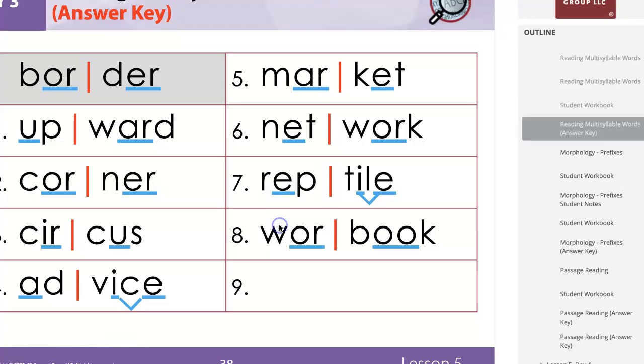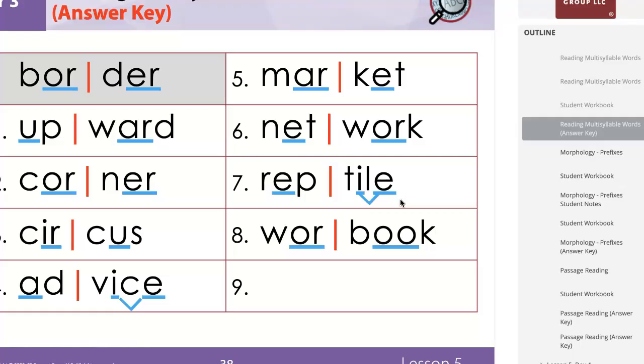Okay? Number 8, everyone say workbook. I think that's supposed to say workbook, but I don't know. We'll just say workbook. Everyone say workbook. Workbook. Alright? We're going to draw a line between those 2 syllables and underline OR and OO.